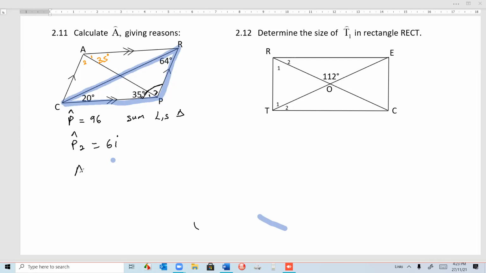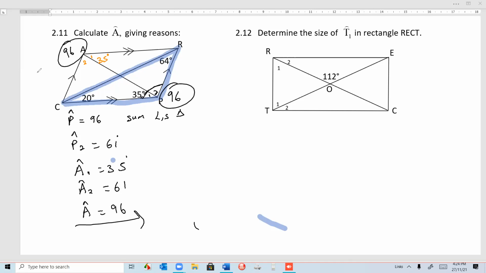And then we can say, right, A1 was 35, alternate angles, and then we can say A2 is 61. And that gives you A to be a total of 96. Or you could have just said, if this whole angle is 96 degrees, then opposite angles of a parallelogram become 96. But then we have to state it was a parallelogram. Because it didn't tell us it's a parallelogram, we can tell them that AC is parallel to PR and AR is parallel to CP, therefore it's a parallelogram.